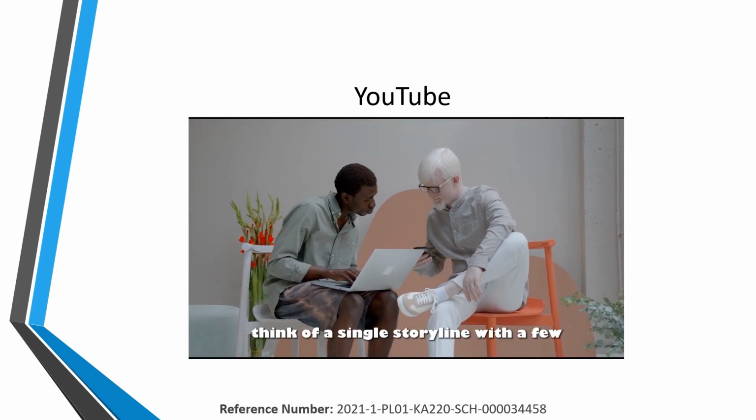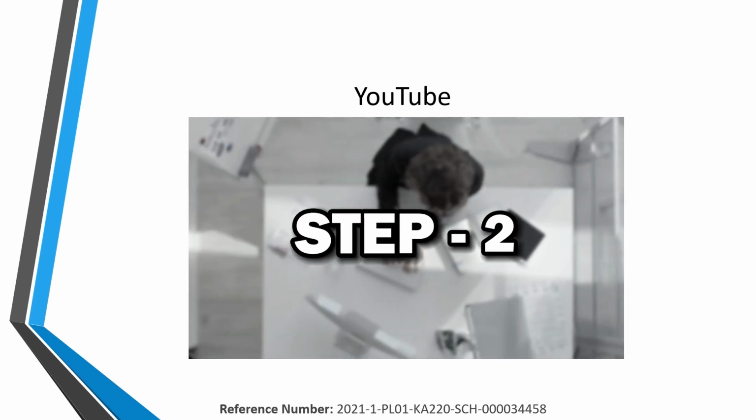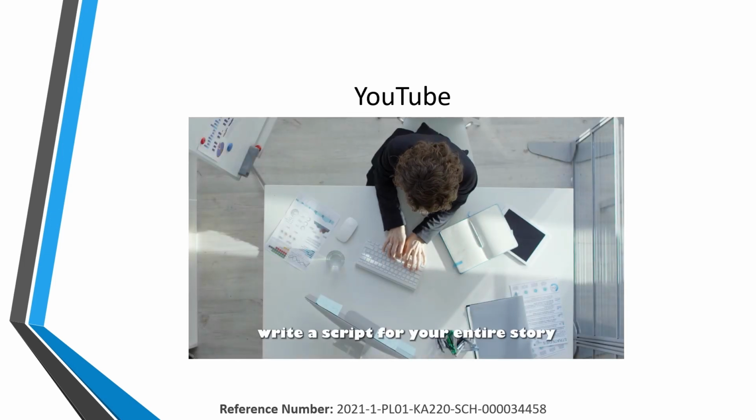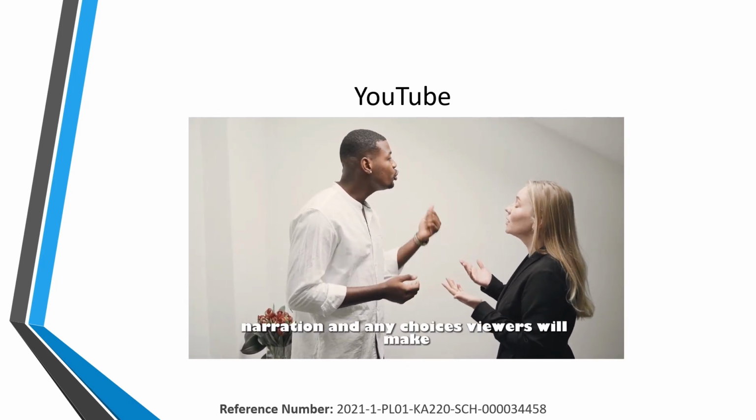Think of a single storyline with a few key decision points. Keep it simple and engaging. Write a script for your entire story. Include the dialogues, narration, and any choices viewers will make.